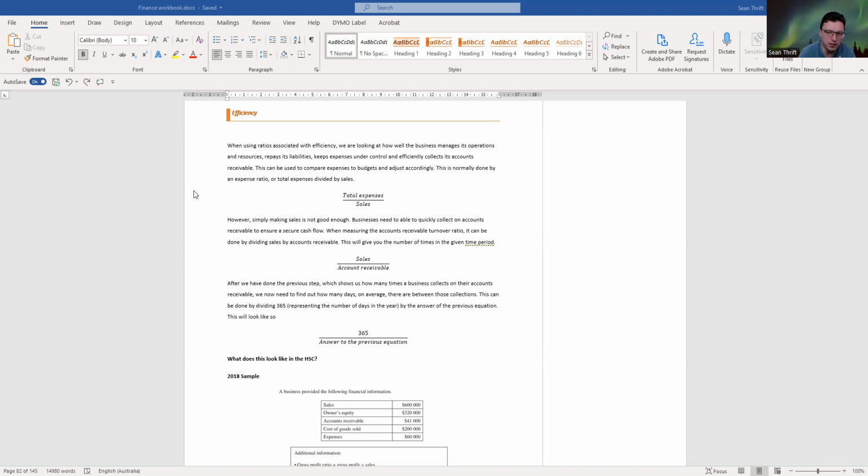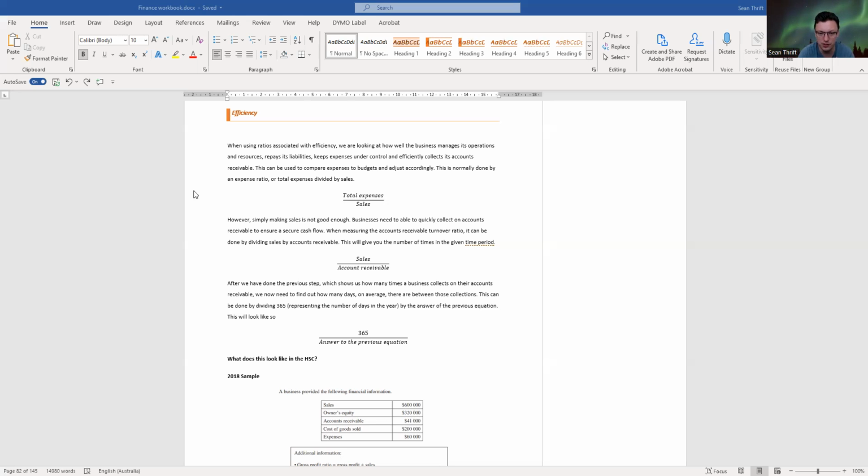Now, expenses only gives us half the actual solution for efficiency. Expenses looks at how much money we're spending on each product or service that we're making, but we also need to know how good we are at collecting our accounts receivable. Simply making sales is not good enough. Businesses need to be able to quickly collect on accounts receivable to ensure a secure cash flow. When measuring the accounts receivable turnover ratio, it can be done by dividing sales by accounts receivable. This will give you the number of times in the given time period that you have actually collected on the accounts receivable that your business has. So when we're looking at it in a formula, it comes out like this: sales over accounts receivable.